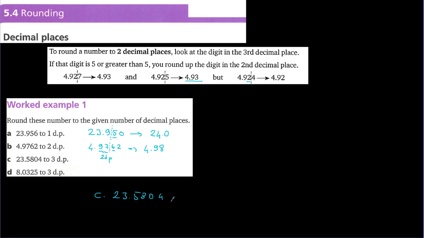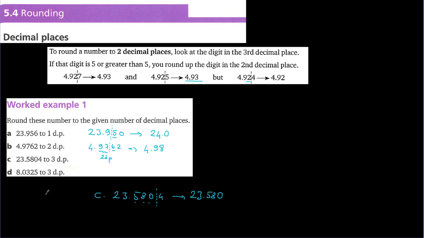Okay, the next one I'm solving here is 23.5804. We are going to round this number to 3 decimal places. So 1, 2, 3 decimal places. I'm going to put a sign here and decide with respect to the number on the right side. Am I going to round up this one? No, because the number is less than 5, and the rule says 5 or greater than 5. That's why the 3 decimal digits stay the same. It becomes 23.580 when you round.